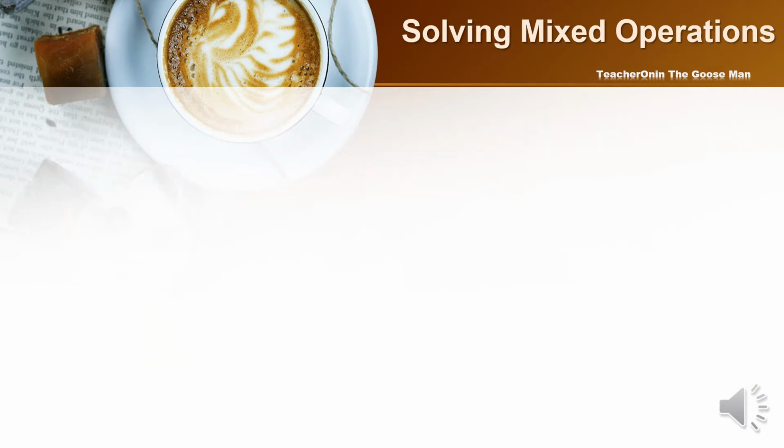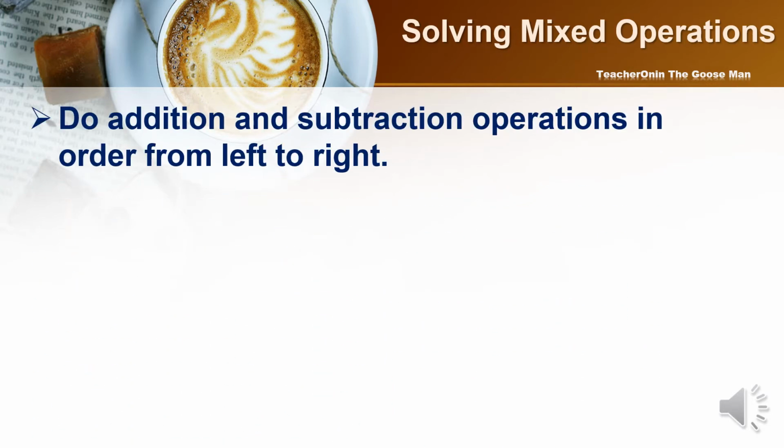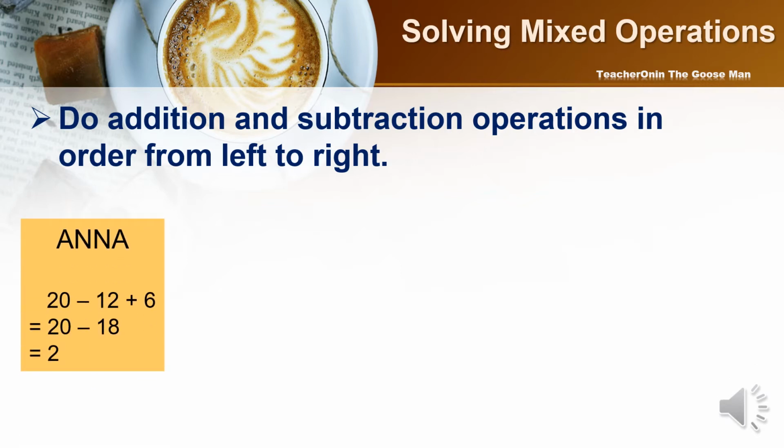To verify whether the answers from the previous example are correct, let's have the rules in solving mixed operations. So let's have the first rule. Do addition and subtraction operations in order from left to right. So let's check the answer of Anna. So we have 20 minus 12 plus 6. She performed first 12 plus 6. So that is 18. So we have 20 minus 18 is equal to 12. Definitely, this is not the correct answer.